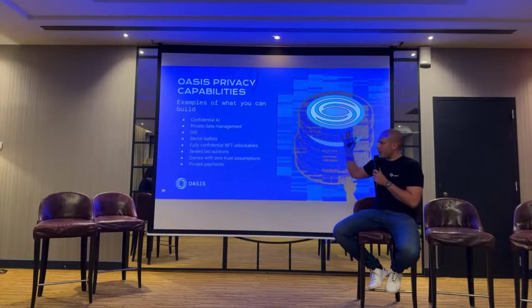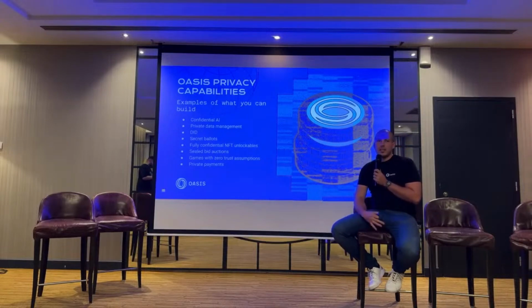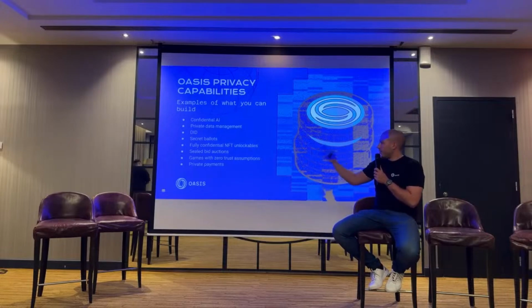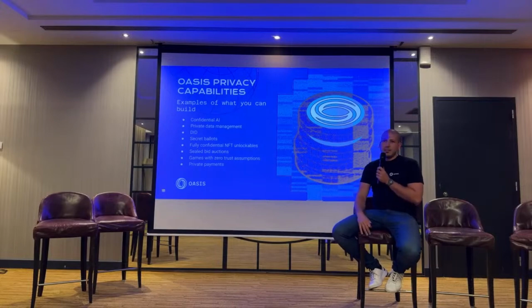So there's a lot of verticals that can need privacy. Basically, the whole space in our opinion is privacy, but some use cases are easier to apply than others, right? So if you look at where we should apply, confidential AI is definitely one that's getting a lot of attention now, just with the general research throughout AI. Then we have private data management, secret ballots for confidential voting, confidential keys, sealed auctions, where nobody knows how much we're bidding, and private payments is definitely one of them.